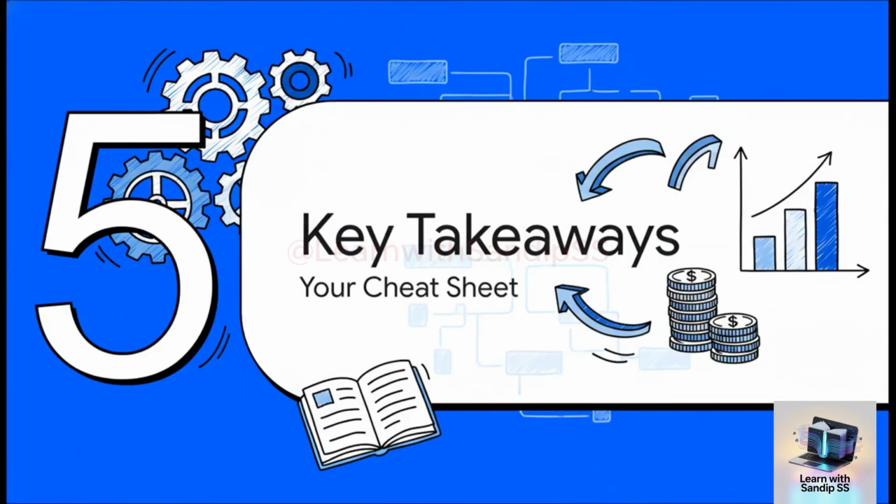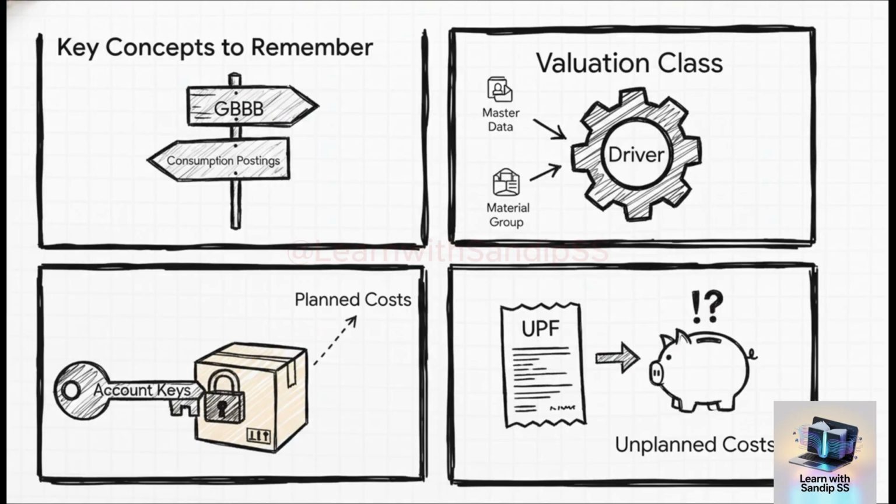Wow, okay, we have covered a lot of ground. So let's boil all of this down into a quick cheat sheet with the most important things you need to walk away with today. So if you remember anything, remember these 4 things. 1, GBB is your go-to for defaulting consumption accounts. 2, the valuation class is the engine that drives that determination, whether it's coming from the material master or the material group. 3, account keys in your pricing procedure handle your planned delivery costs. And finally, 4, the UPF key is your special tool for isolating and tracking those unplanned delivery costs.